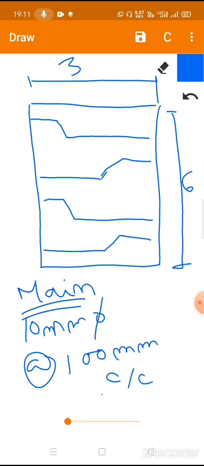Now as you can see, what is the diameter of these bars? The diameter of these bars is 10 millimeter. It is given. And what is the spacing between the bars? The spacing between the bars is given in the question as 100 millimeter.